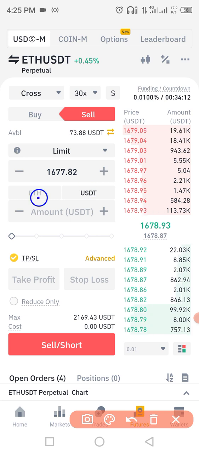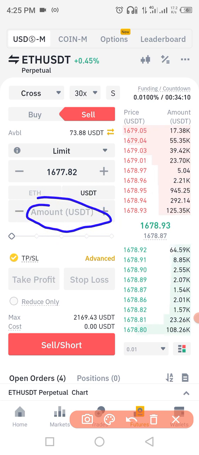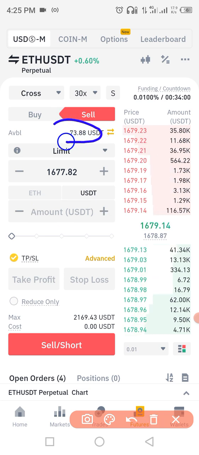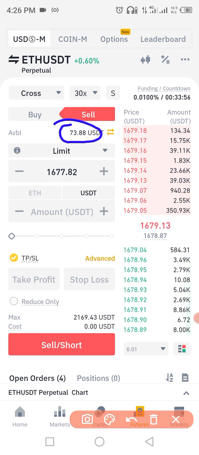This place here is where you're going to put the amount of money you want to use to short the market. Mind you, when you put the amount of money you want to use, make sure you have already multiplied it by your leverage. Look at my account here. It's reading $73.88, and let's assume I want to short this market with 30x. Let's say I want to use $50 to short the market.